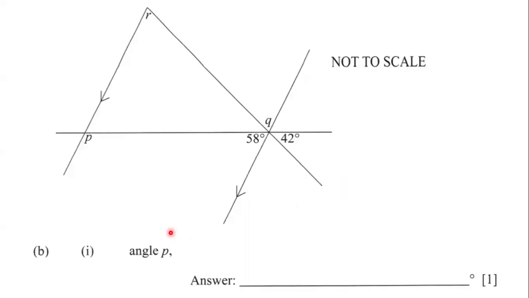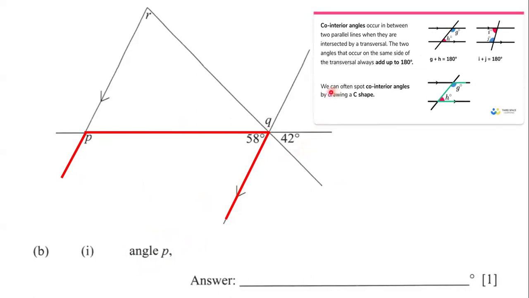Here, our goal is to determine the size of angle P. Notice here that we can form a C shape. Now, what does a C shape help us to identify? Well, it says here that we can often spot co-interior angles by drawing a C shape. So a C shape can help us to identify co-interior angles.